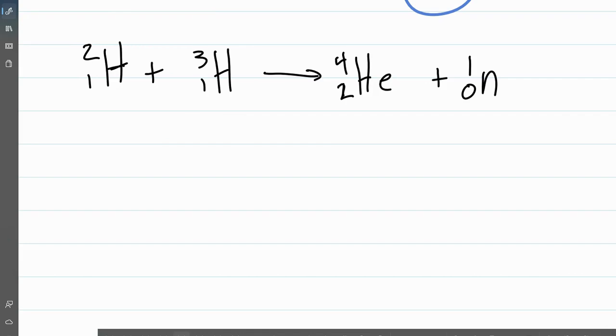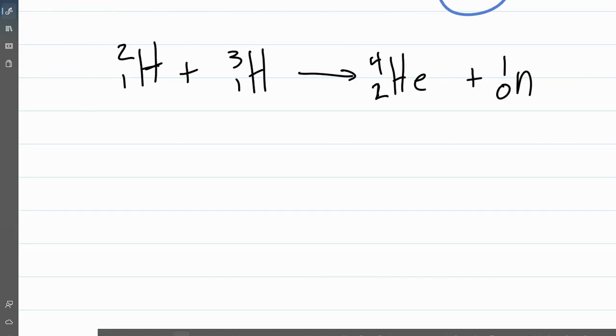So we have hydrogen with a mass of 2 plus hydrogen with a mass of 3. Those combine to form a helium nucleus, 2, 4, and 1 neutron, because we have to balance the nucleon number. What we get when all this happens is we have this 2.0135553 U. This is just, we've measured the mass of what these things mean.